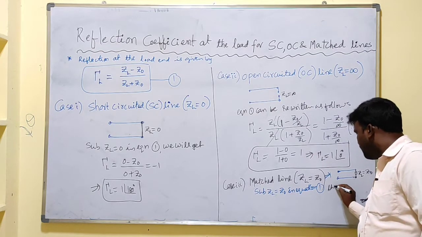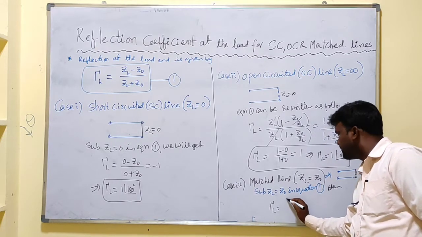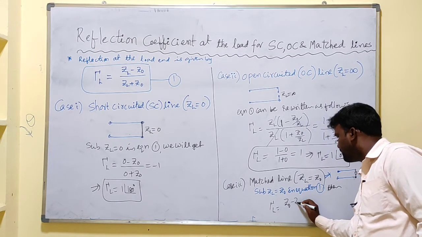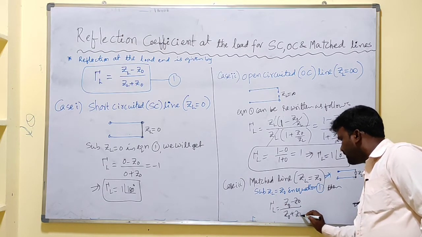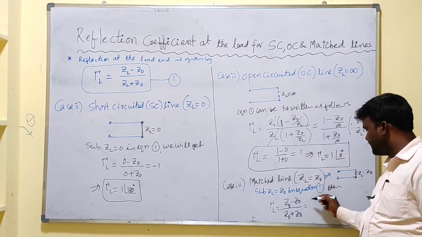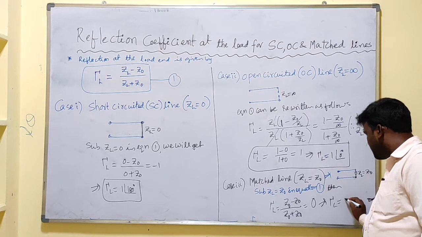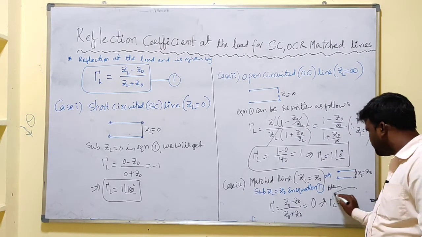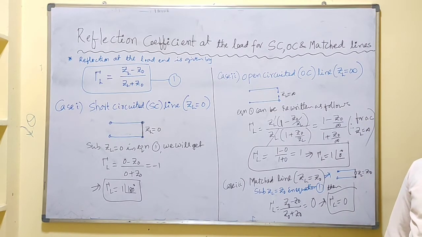Then gamma L equal to what? Gamma L equal to ZL is Z naught, means Z naught minus Z naught by Z naught plus Z naught, that equal to what? 0 by 2 Z naught, that is 0 by something is 0. So that means we can write gamma L here 0, 0 at an angle 0.